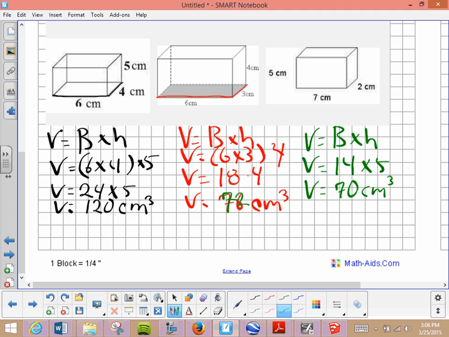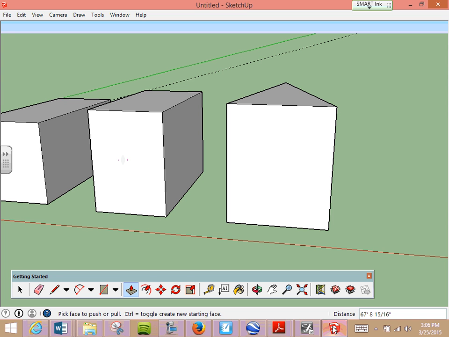Those are easy. We're going to use the same concepts, area of the base times the height, for the following. We're going to go over here to our geometric land.